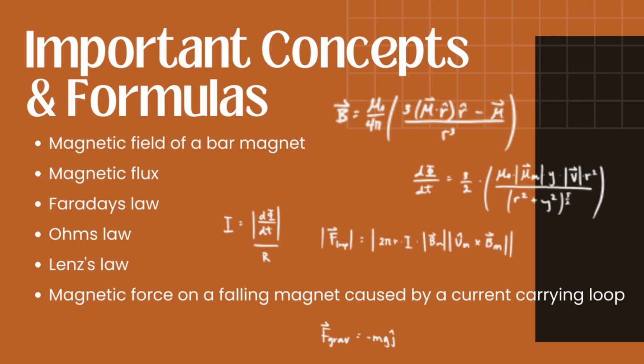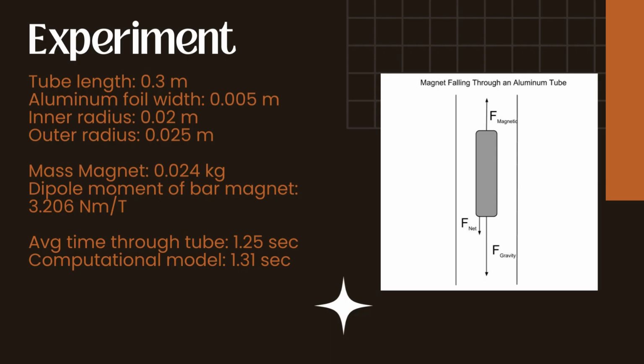Some important concepts necessary to know for this lab are the ideas and formulas corresponding to the magnetic field of a bar magnet, as well as magnetic flux. Additionally, Faraday's law, Ohm's law, Lenz's law, and the magnetic force on a falling magnet caused by a current-carrying loop. The associated and necessary formulas are also shown here.